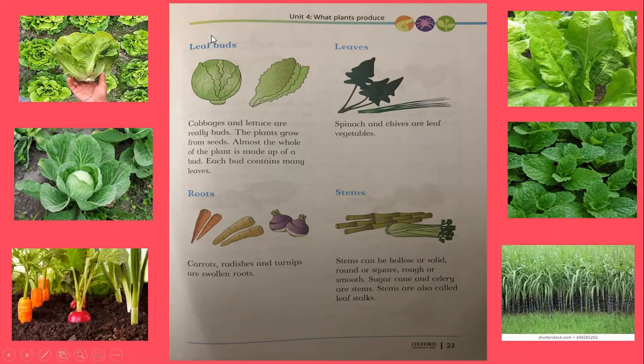Now we have leaf buds. What are leaf buds? Cabbages and lettuce are leaf buds. The plant grows from seeds. Almost the whole of the plant is made up of a bud. This plant is completely a vegetable. Look here, this is a lettuce. This is the whole plant of the lettuce. You all like to eat it as a salad. These are the leaf buds, and also the cabbage.